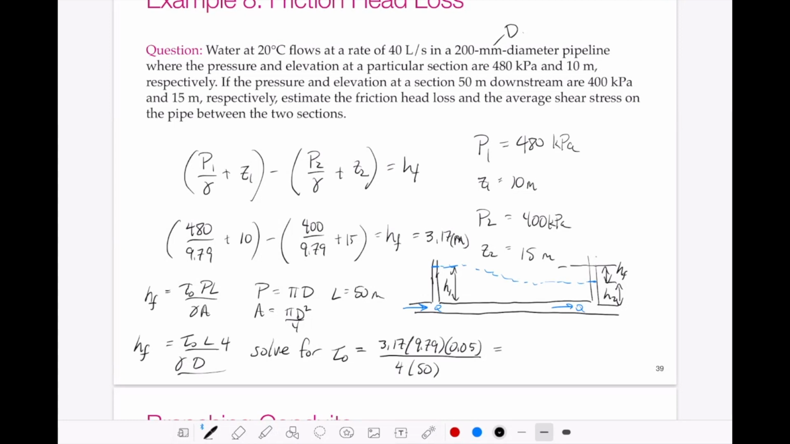So 0.007758 is the answer I get. And what would be the units for that? This is in kilonewtons. So we'd have kilonewtons per meter squared. So that would be kPa, I believe. So we can write 7.758 pascals.